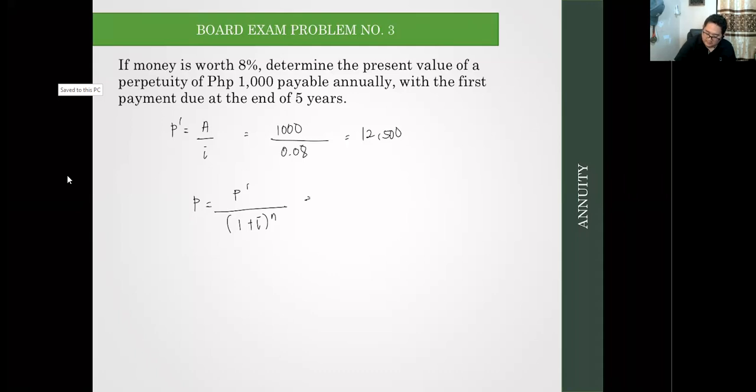okay, so 12,500 divided by 1 plus 0.08 raised to 5. So yung P natin will be 12,500 over 1 plus 0.08 raised to 5. Okay? So this is 8,507.29. Okay? Payable annually with the first payment due at the end of 5 years.